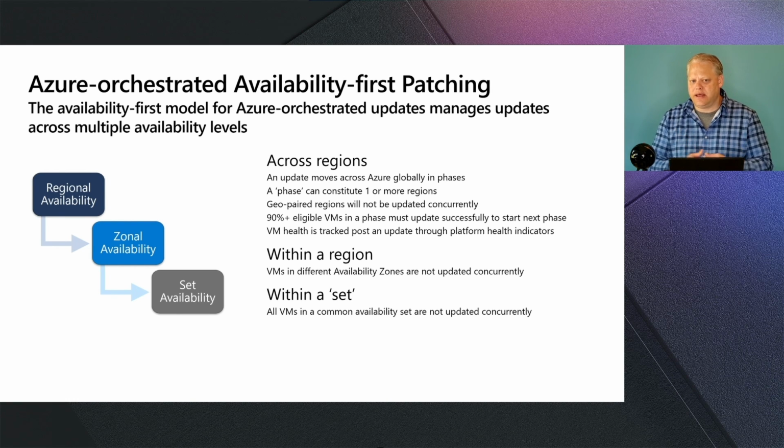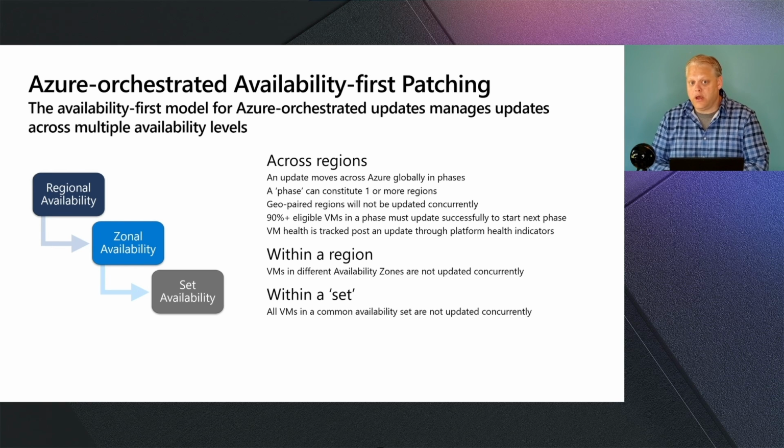And as that zone reaches 90% or greater success in installing that patch, it'll move to the next zone, and then finally the third zone. Once a region is updated, it'll start rolling out to other regions. And so we do it first by regions and then zones, and then specifically within your availability set.